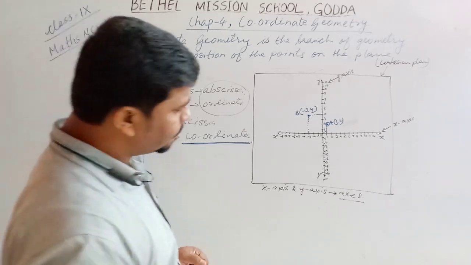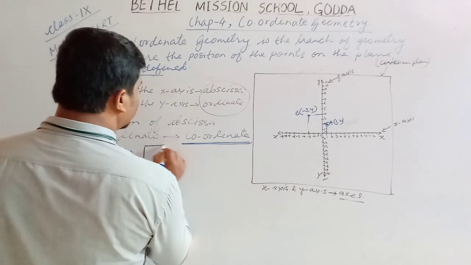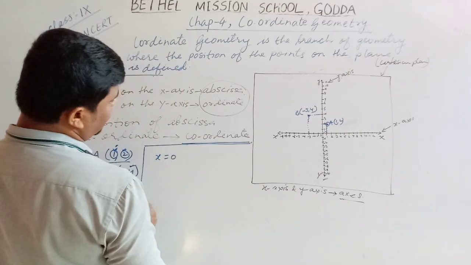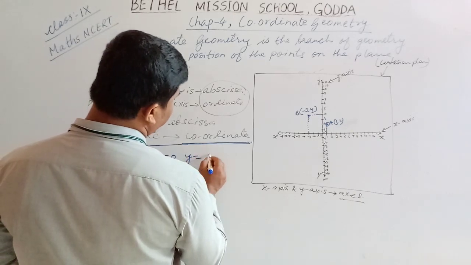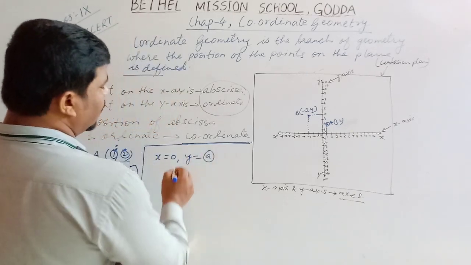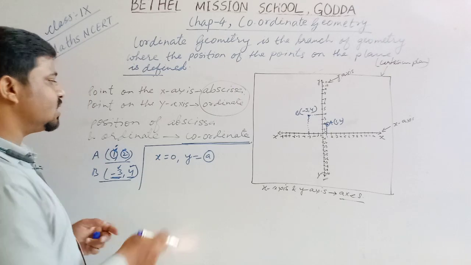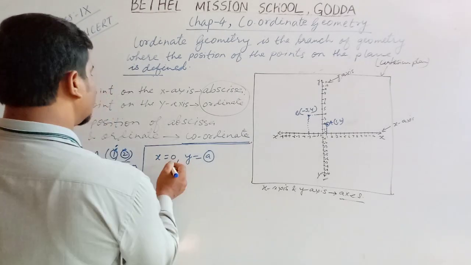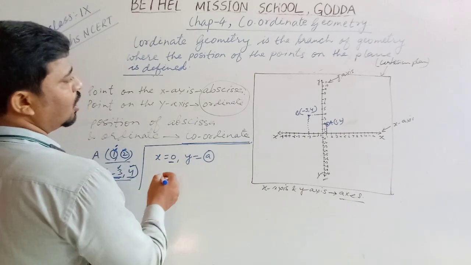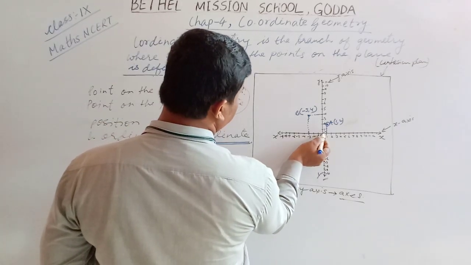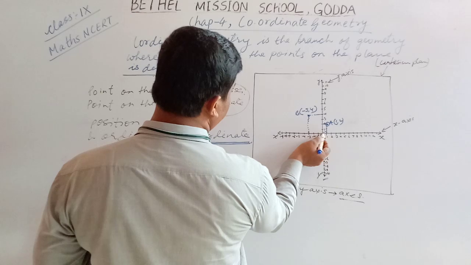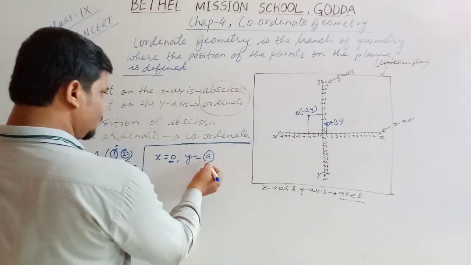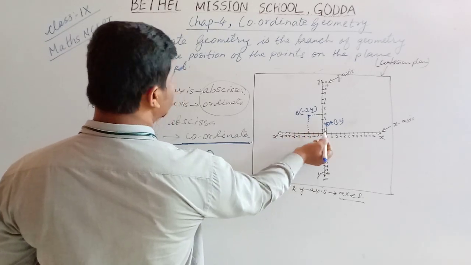Sometimes it is asked, if x equals 0 and y equals a, a number other than 0. It can be 1, 2, 3, 4, minus 1, minus 2, minus 3, any number, but other than 0, because 0 is always the origin. So the distance is 0 only.